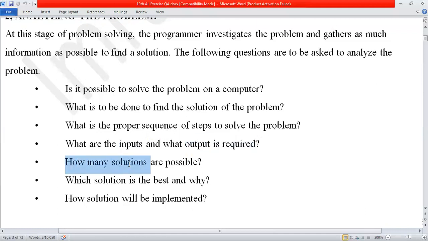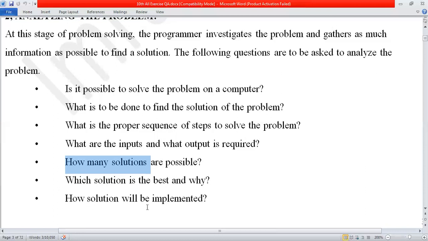Next step will be how many solutions are possible. One solution is you make the program in Visual Basic. Another solution must be in your mind. If Visual Basic has some kind of restriction, then you must use another language to computerize that problem. Which solution is the best and why? Which solution is the best? Now you will have to select the best one for making the program, and you will have to decide why this one is the best.